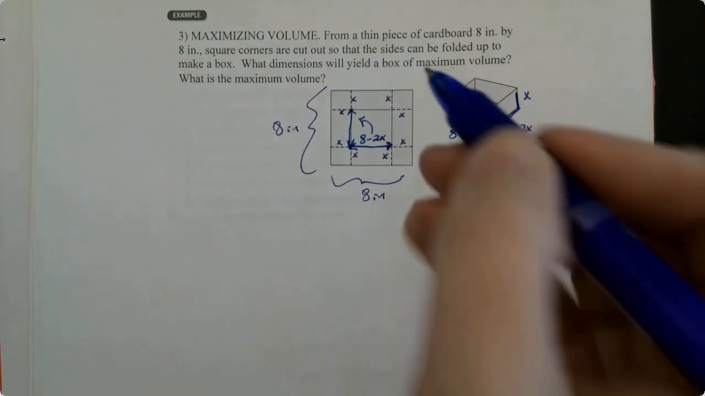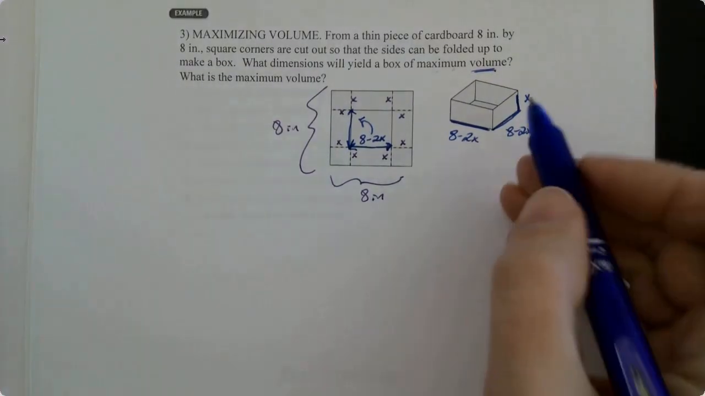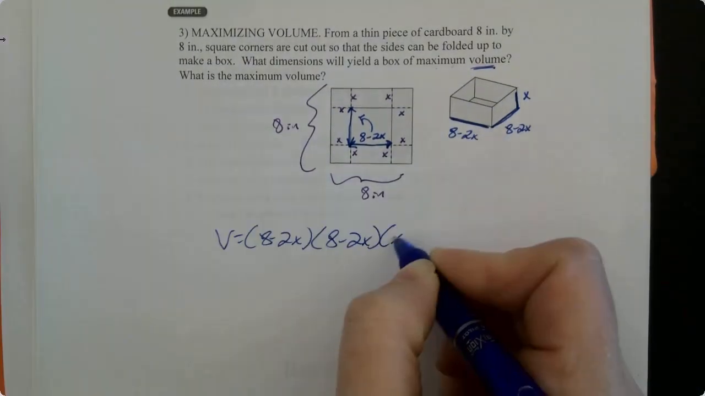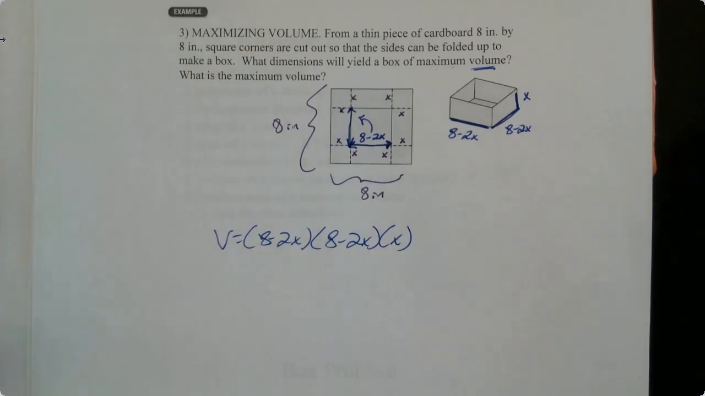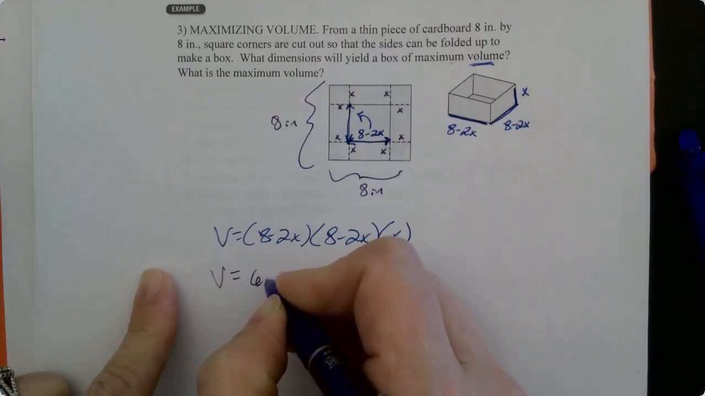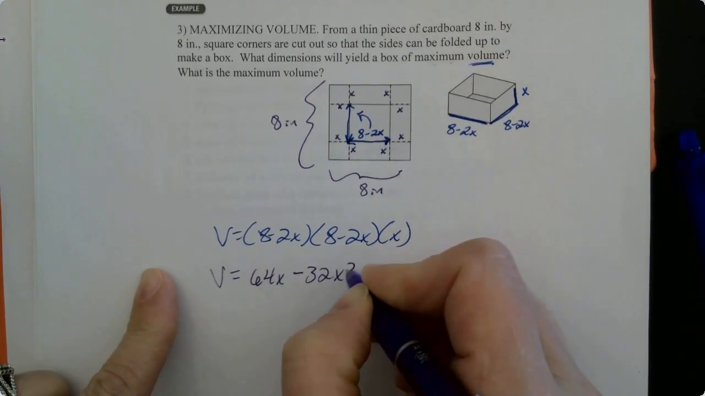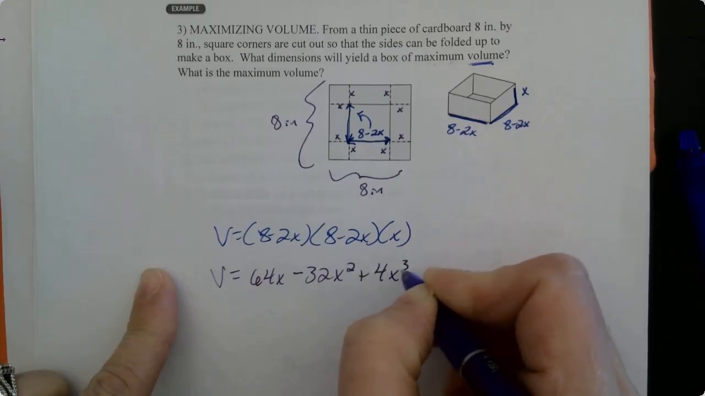Now we want to maximize the volume, so I need to figure out how I'm going to find the volume of this box here. Since we're going to need to find the derivative, I suggest you expand it so you don't have to do the product rule a bunch of times. You should have gotten 64x minus 32x squared plus 4x cubed, yes?